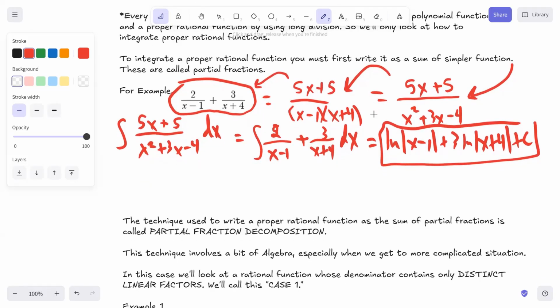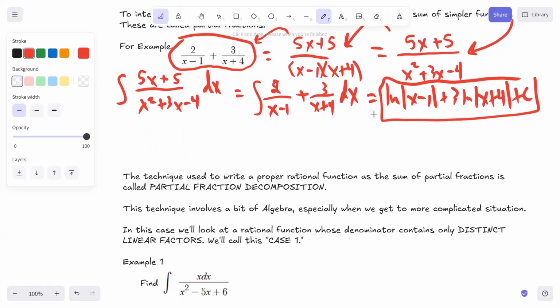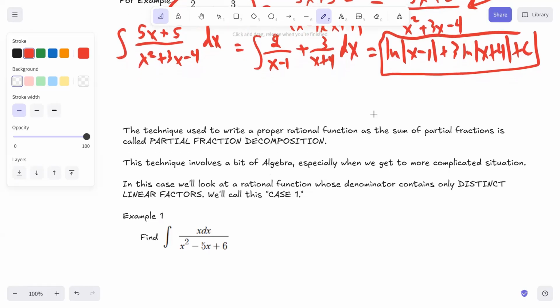In this first case, we're going to look at a rational function whose denominator contains only distinct linear factors. We'll call that case 1. So if we want to find the integral of x over x squared minus 5x plus 6, you can try u substitution or try the log rule, but it's not going to work in this case. The first thing we want to do is begin with factoring the denominator. So you would have x over x minus 3 times x minus 2.